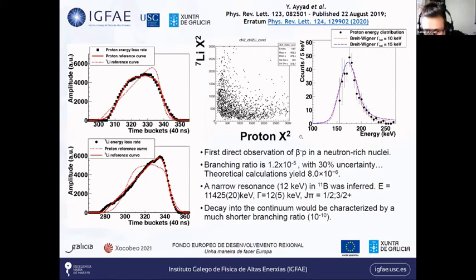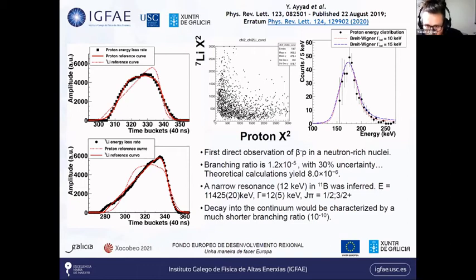So this was the first observation of this beta minus proton emission, and the branching ratio agrees with what was established before by the calculations by Riisager. And now, of course, the problem is that this method can be improved, and it will be improved, I hope. We have an uncertainty of 30%, which is quite large to deduce anything about the hypothetical decay.